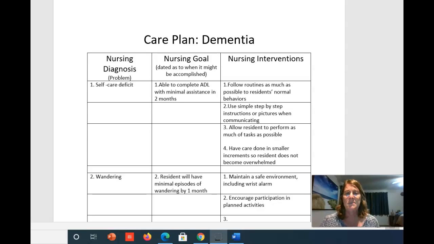So for the nursing interventions, one of the things I put was follow routines as much as possible to the residents' normal behaviors. You're going to find that patients that have loss of cognitive function do best if they have set routines. So why could we not find out their routine from what they had at home? If they're early morning risers, if they like to get their care first thing in the morning. Some people like to do their bathing in the evening before they go back to bed. So we would find out what's a normal routine for them. And we could try to tailor our care to follow what their normal routines have been for most of their life. It will help them. It will make it a little bit easier for them to get through that step.